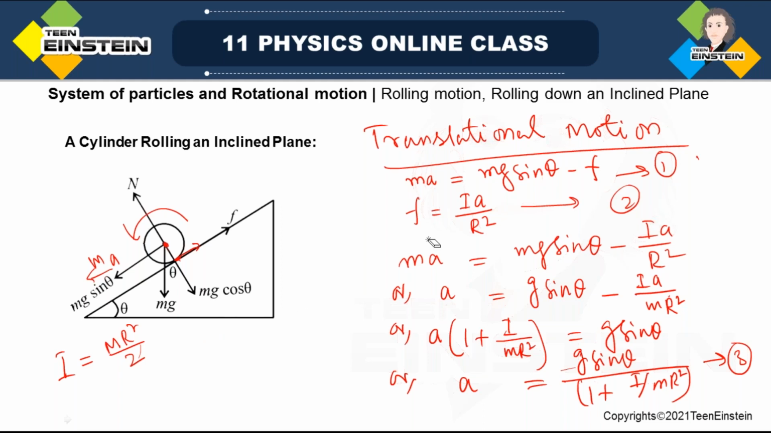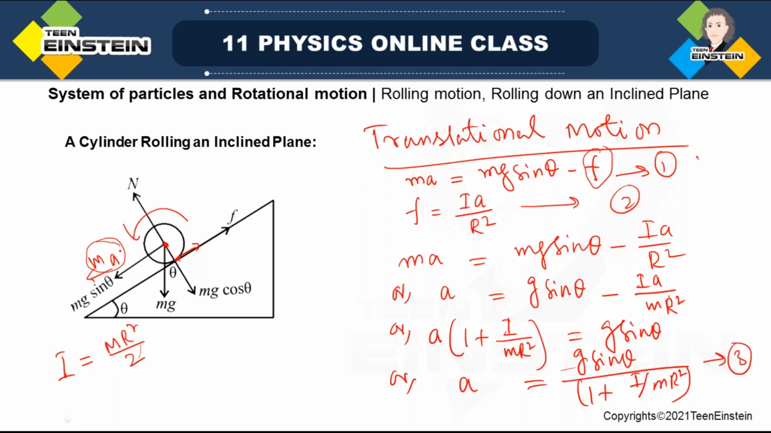I'll repeat it once. See what we have done, how we have got this equation 3. We wrote the equation of motion using Newton's second law of motion. a is the linear acceleration I have supposed, and I had to write the value of F, where F is the frictional force. And my agenda here is to find out the force responsible for translational motion.